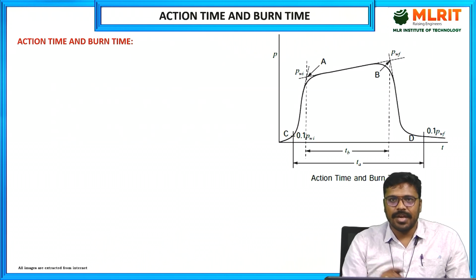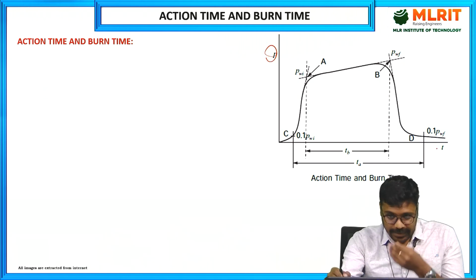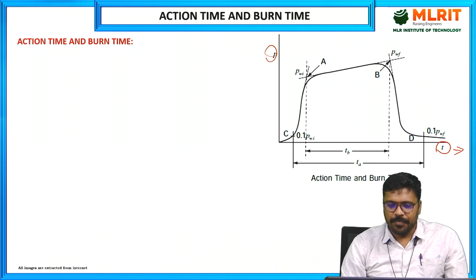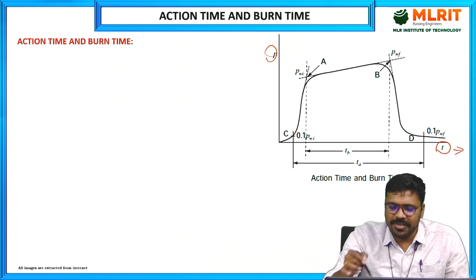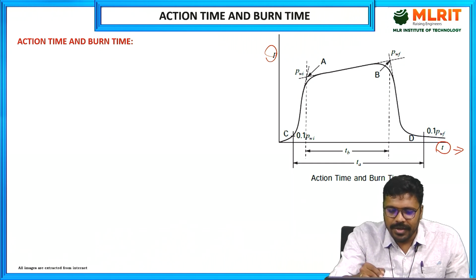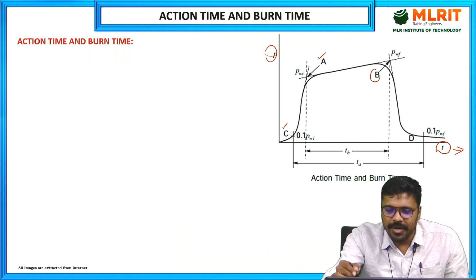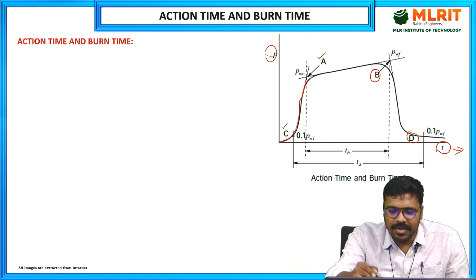Here you can see the diagram. This diagram consists of pressure on the y-axis and time on the x-axis, right? And this diagram is given with some numbering. It shows the variation of pressure with respect to time when the solid propellant rocket motor burns. Here this is point C and this is point A, and here you can see points B and D. The pressure is rising like this, and we have drawn two tangents here, one tangent here and one tangent here.